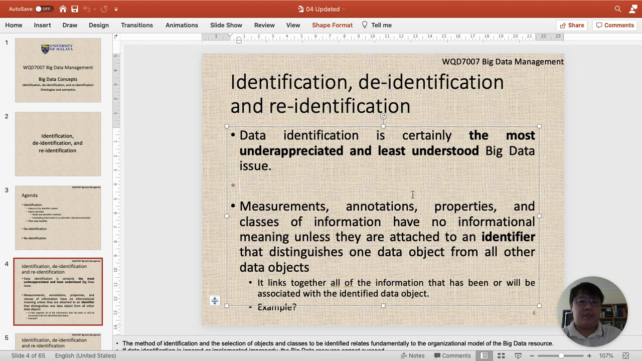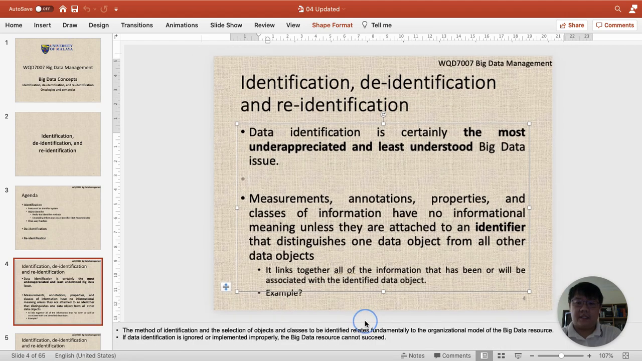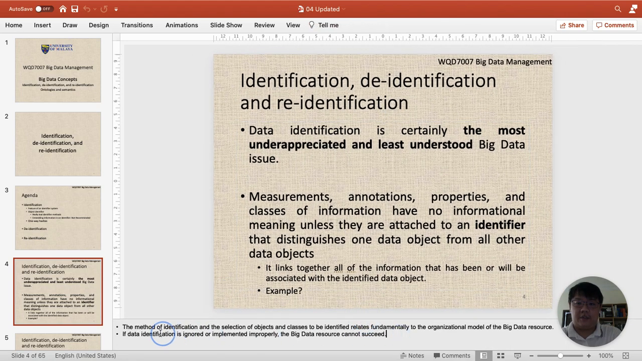Measurements, annotations, properties, and class of information have no informational meaning unless they are attached to an identifier that distinguishes one data object from all other data objects. So this is trying to tell you that it links together all the information that has been or will be associated with the identifier object. Every single identifier is supposed to be connected to each other. It's a bit similar to your primary key and foreign key if you studied databases before. Here are some further explanations. You can take a look if you are interested.